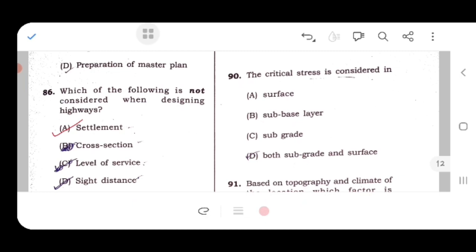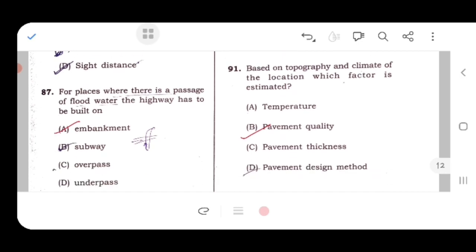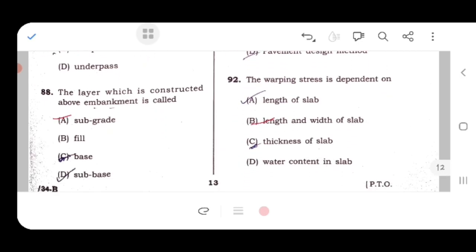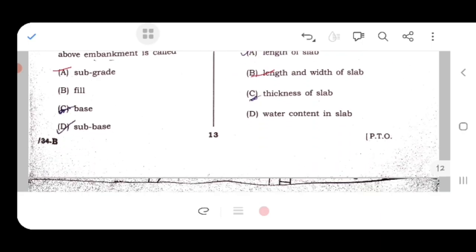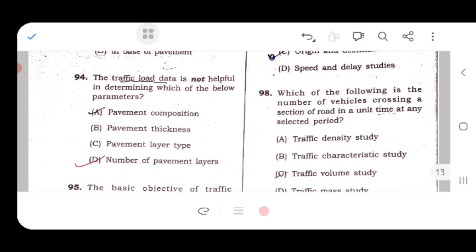The critical stress is considered for both the subgrade and surface. Based on the topography and climate of location, which factor is estimated? Pavement quality. The warping stress depends on length and width of slab. The dowel bars are provided longitudinally. Traffic load data is not helpful for number of pavement layers.